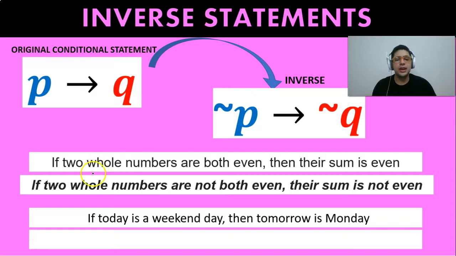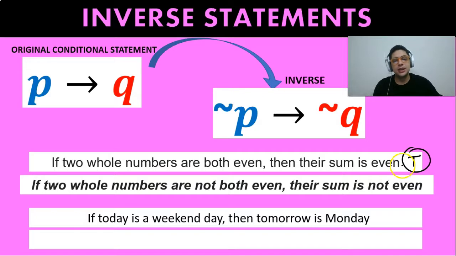Now let's try evaluating the conditional and the inverse statement. So in the conditional we had, if two whole numbers are both even, then their sum is even, and that is actually true. 2 plus 2 is 4, and that is even. 6 plus 6 is 12, and that is even. 8 plus 10 is 18, and that is even. So this is going to be a true conditional.